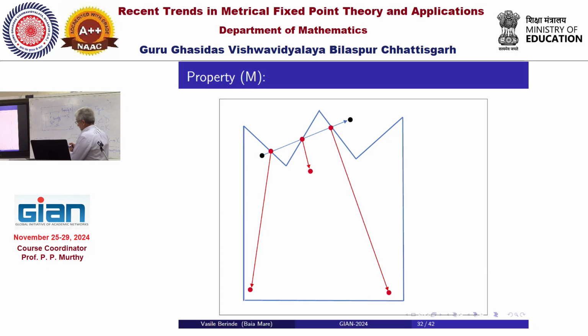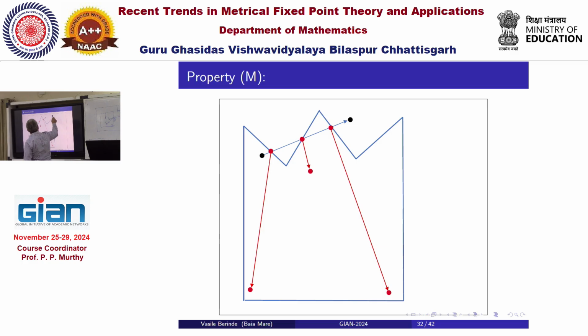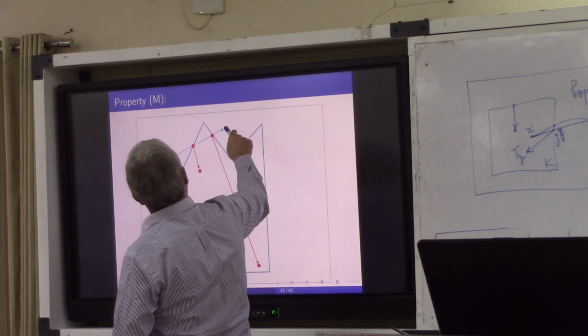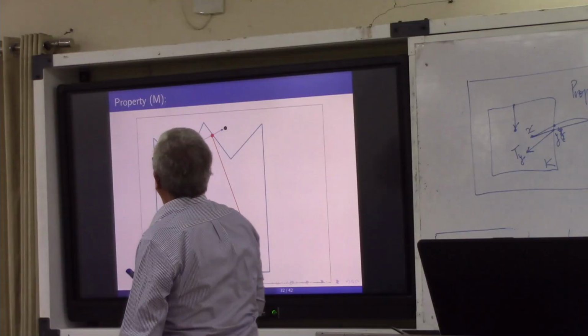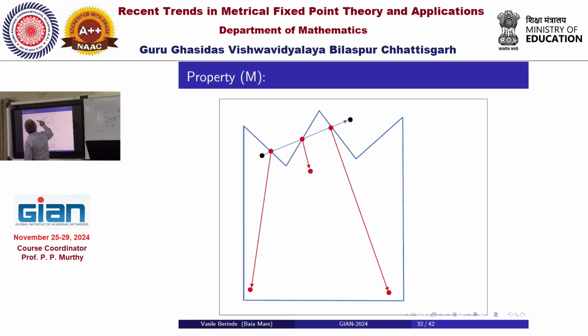So this is the situation. This is the space X, this is the set K. I took an x, and Tx is outside. The requirement to have property M is that we should find, amongst these points on the border, we have three in this case, at least one y such that the distance between y and Ty is less than the distance between x and Tx. And this is property M.